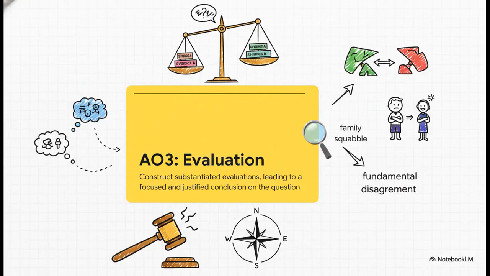And that brings us to the final key, AO3, evaluation. This is your moment to be the judge. You've laid out the evidence, you've shown the connections, now you deliver the verdict. You directly answer that to what extent part of the question. Is the disagreement massive and fundamental, or is it more like a minor family squabble?